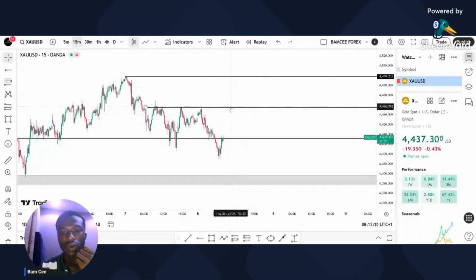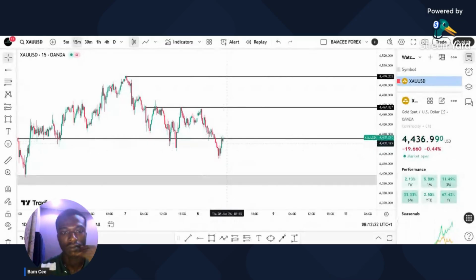Now the reason why I want price to break above it and come back for a retracement is so I can have a new high and a new low to confirm a bullish movement. But currently, I'm still looking out for a sell if this price moves down with a bearish candlestick, and I'll be going in for a sell regardless.